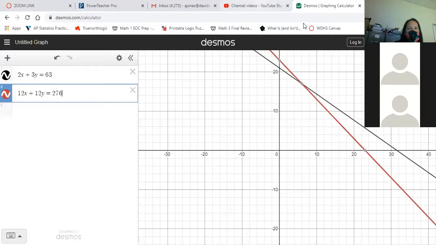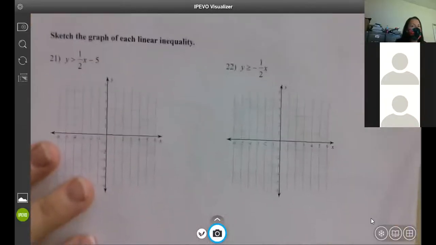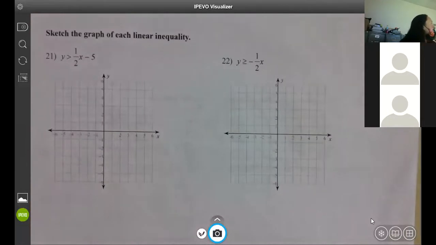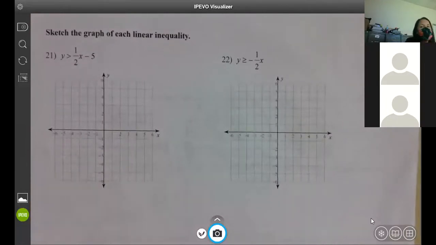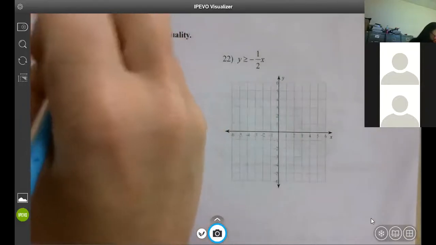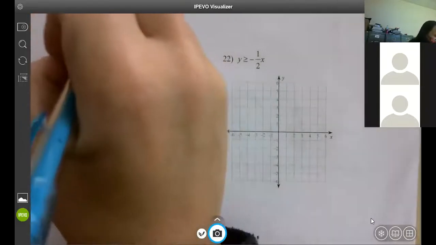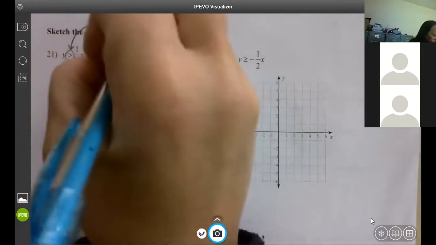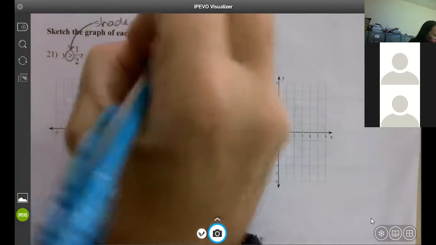All right. I'm going to switch back. And then we're going to graph inequalities, which is what we did on Friday and Monday. Okay, so to do an inequality, remember this tells us where to shade and if it's solid or dashed.